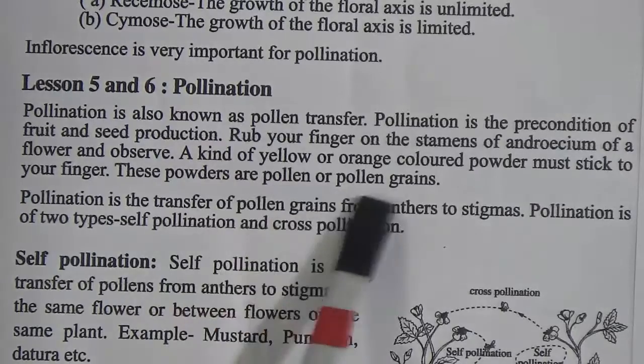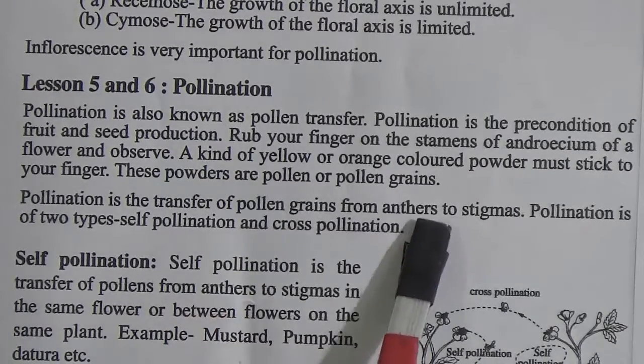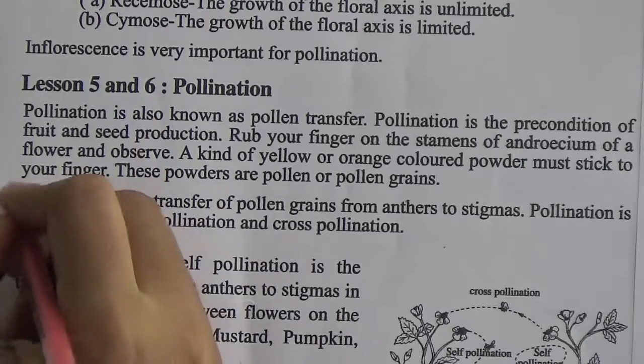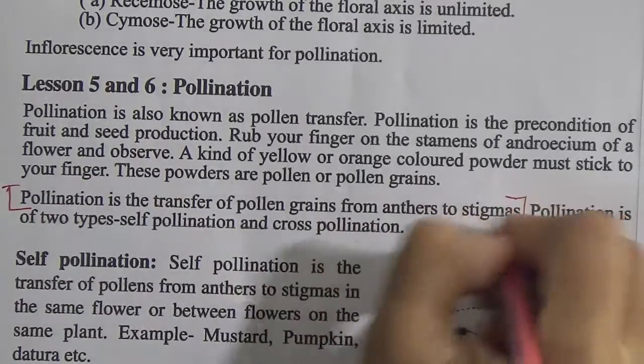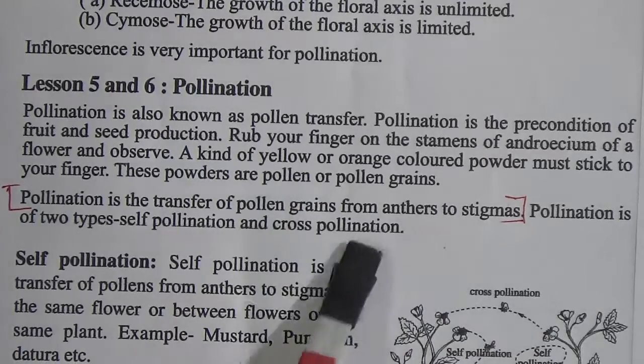This powder is pollen or pollen grains, and pollination is the transfer of pollen grains from anther to stigma, and that is the definition of pollination. And pollination is of two types, self pollination and cross pollination.